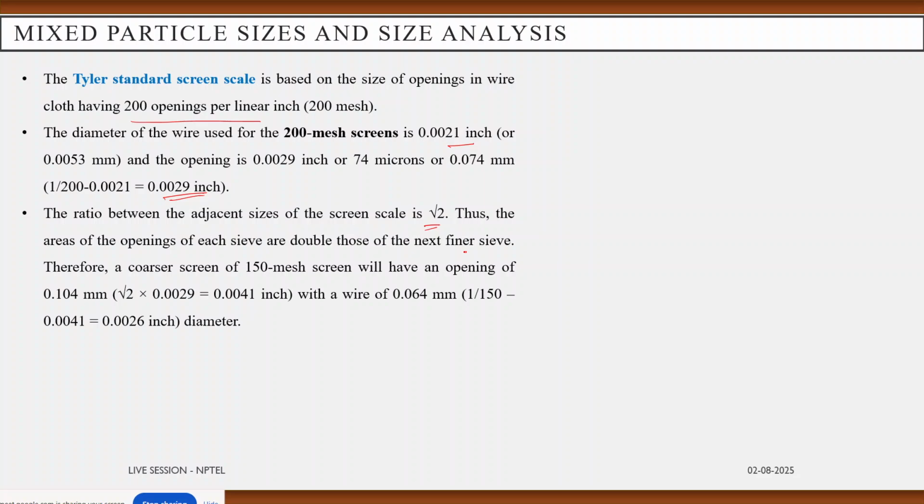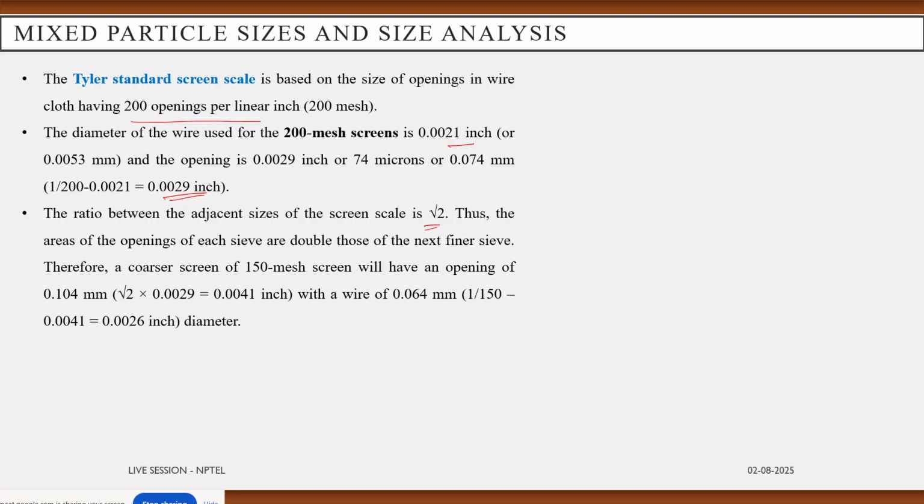Therefore, suppose a coarser screen is 150 mesh, that means in one linear inch there will be 150 openings, whereas 200 mesh means in one linear inch there will be 200 openings. So which one has the bigger opening? The coarser screen is 150 mesh and the finer screen is 200 mesh.